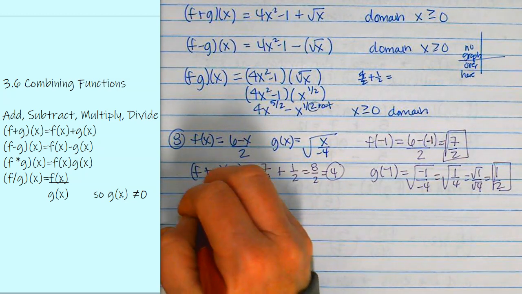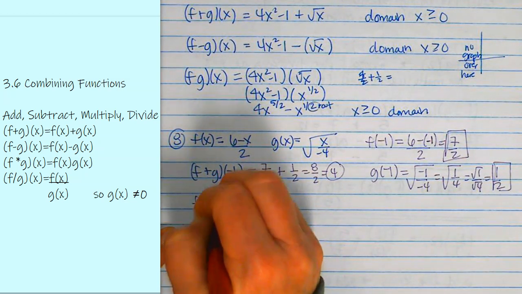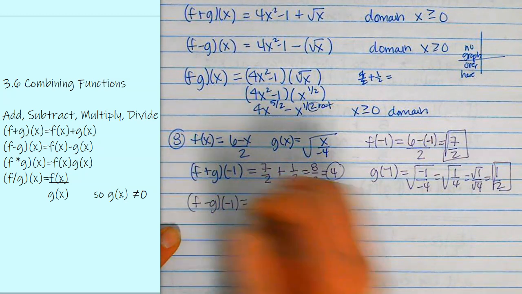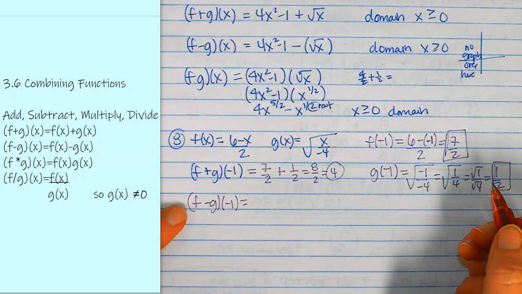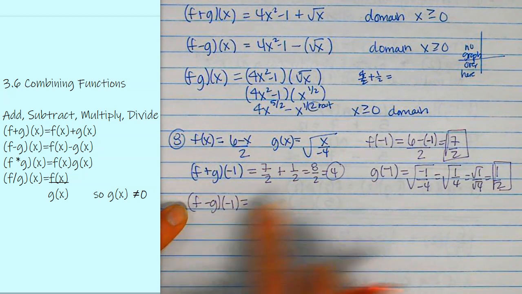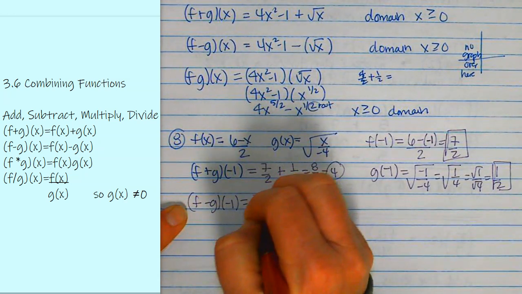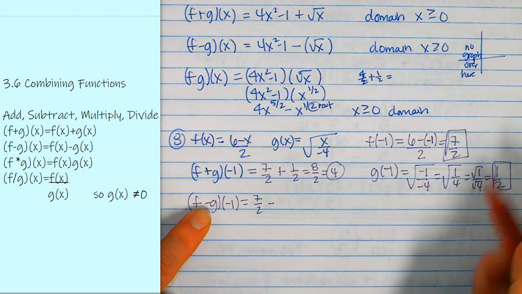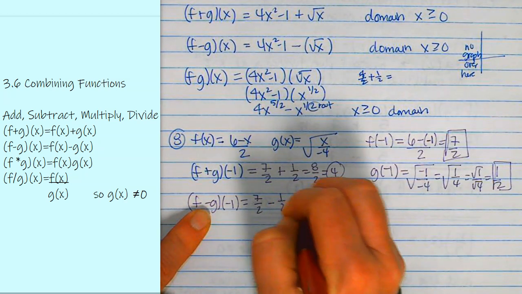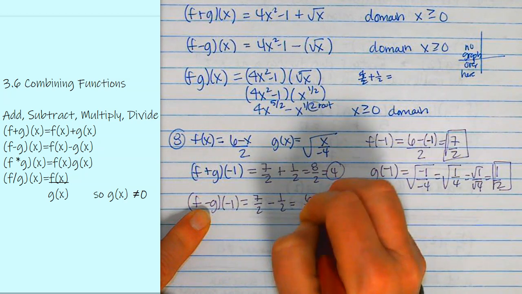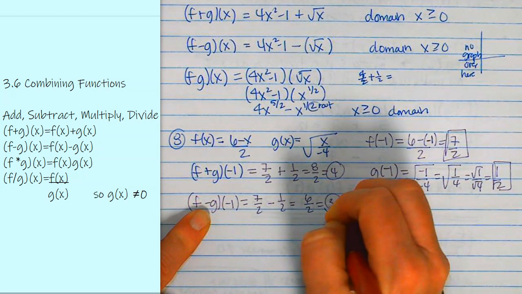For the next one, I've got f minus g evaluated at the same value, -1. So I'm going to go, again, straight from what it says. F of -1, 7/2. Subtract g over here, 1/2. 7 minus 1 is 6 halves, which is 3.